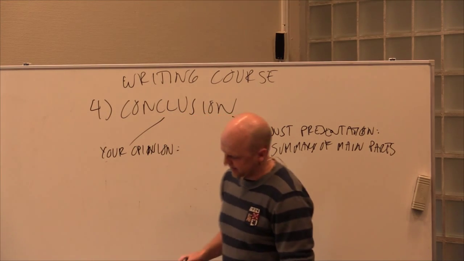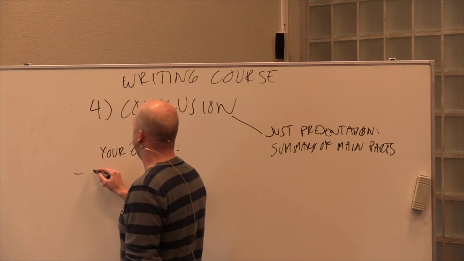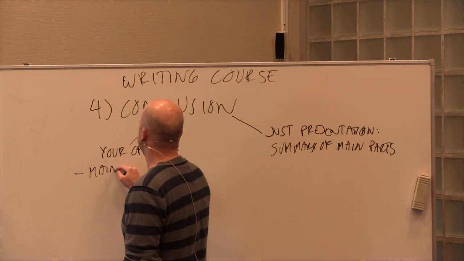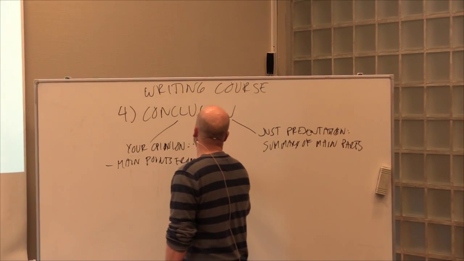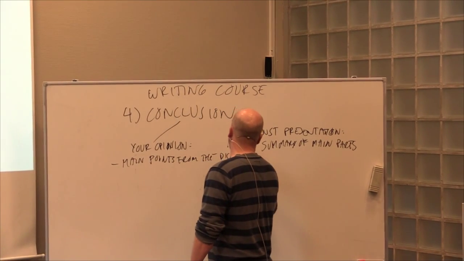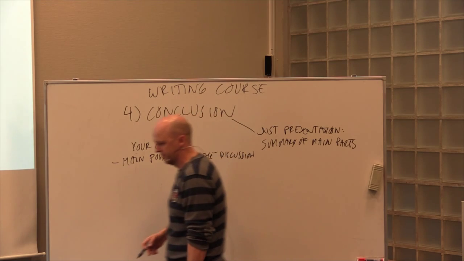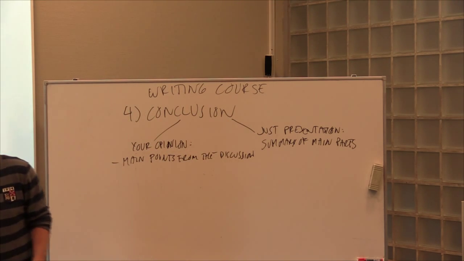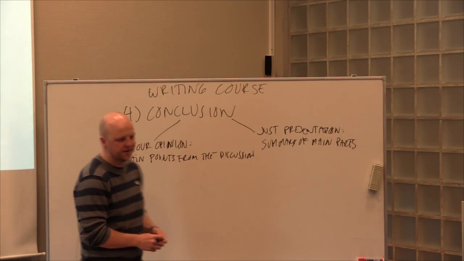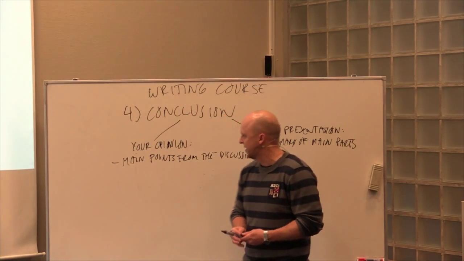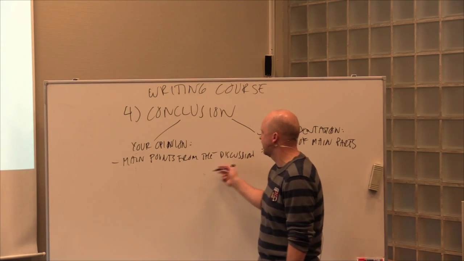And so when you write the conclusion, it's good to start with the main points from the discussion. That's a good way to start. When you write your conclusion, you start by saying, in this discussion we've seen that this and this is in favor of that, but this and this is against. Or, in this discussion, we looked at three alternative theories, and we've seen that the main problem with the first two was this. So that's a good way to start.